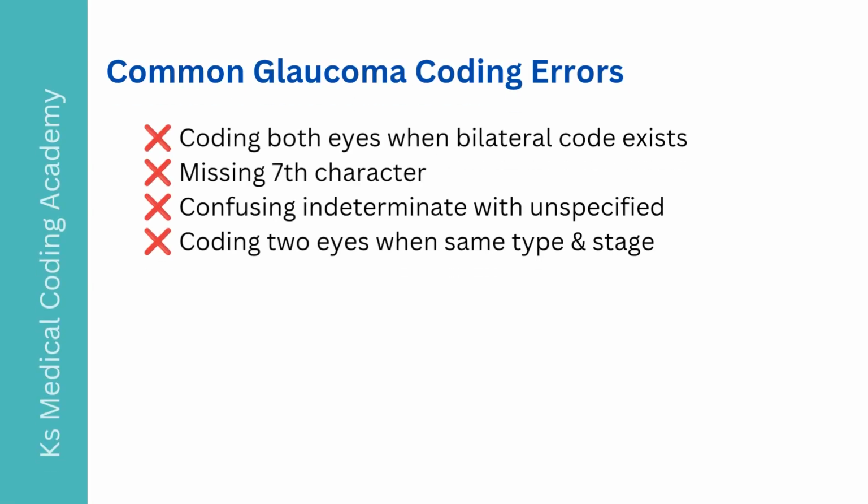Common glaucoma coding errors. Avoid these mistakes. Coding both eyes when a bilateral code exists. Forgetting the seventh character. Confusing indeterminate with unspecified. Assigning two eye codes when the type and stage are the same.